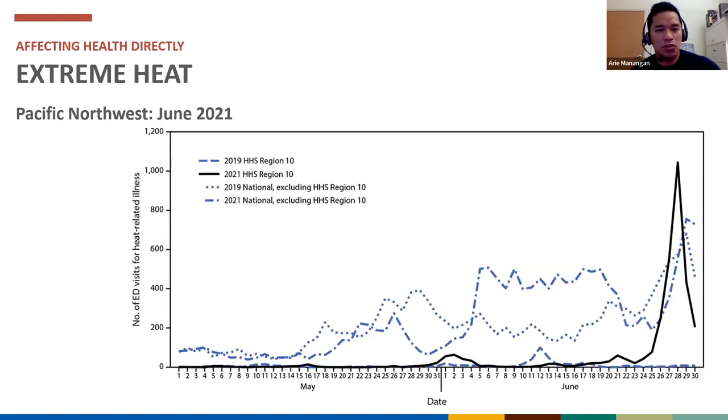And here we see the emergency department visit data for heat-related illness over that time, peaking around June 27th and June 28th. The dark black line represents ED visits throughout 2021 occurring in the Pacific Northwest. So this line mirrors national summer peaks depicted in both of the jagged dashed lines. It's a complete break from the flatter line of ED visits in Region 10 that occurred in the previous year in 2019. Next slide, please.